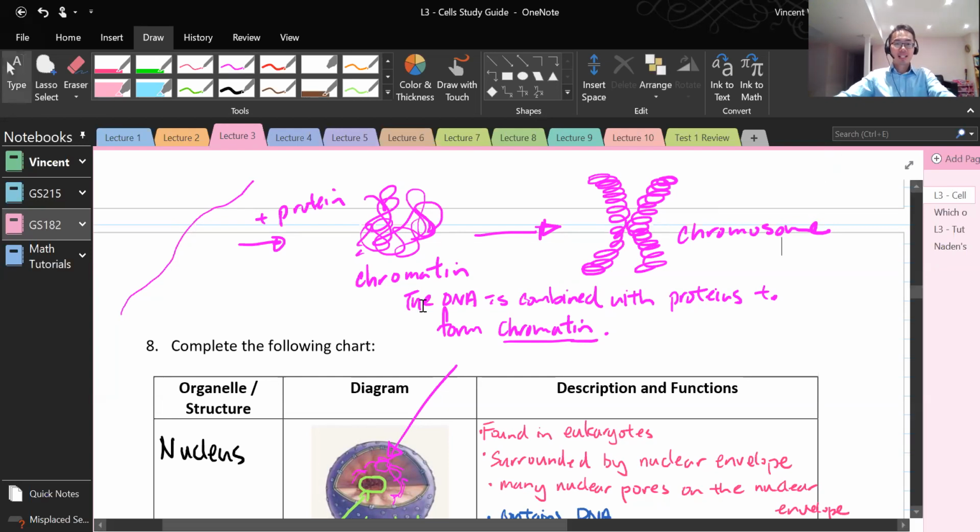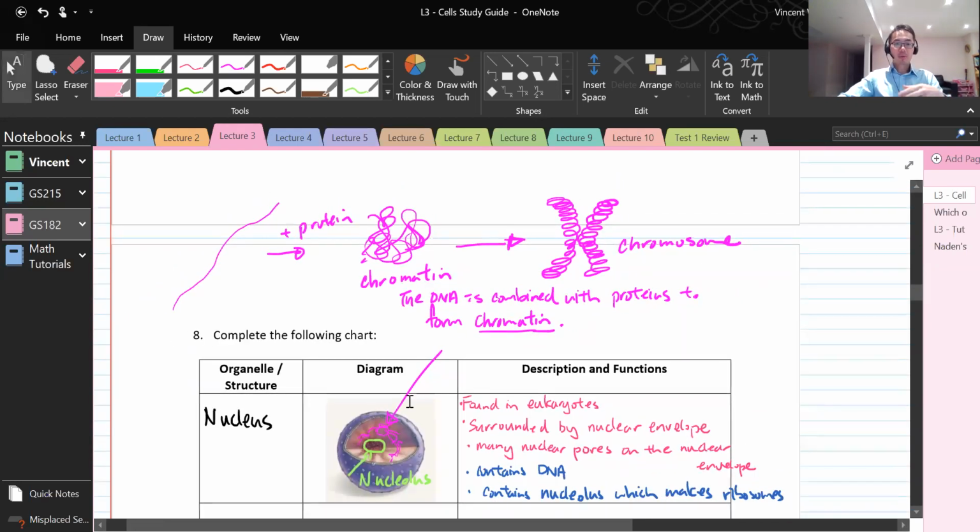Okay, so this chromatin, which is DNA plus protein, is found in the nucleus. That's one of the functions of the nucleus, right? It contains the DNA, it protects it. That's basically what it is. Any questions about any of these?